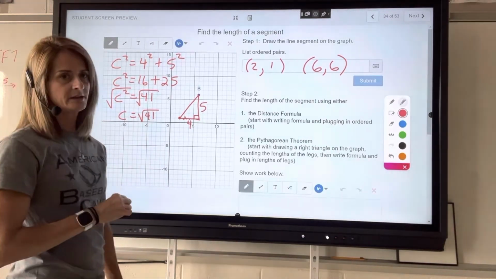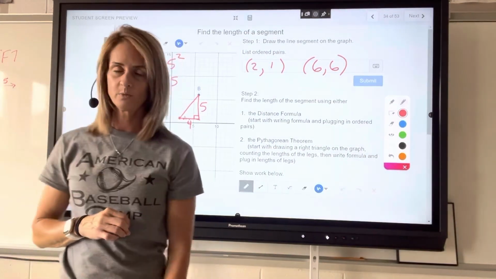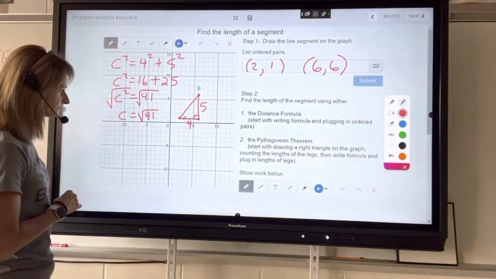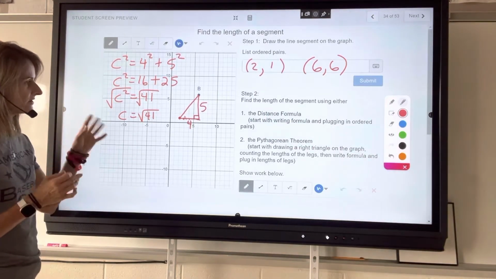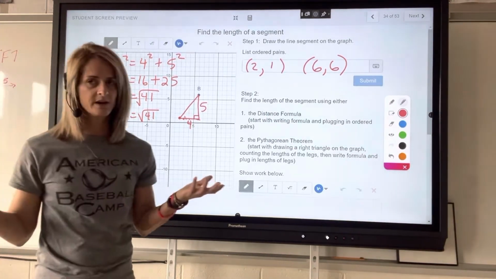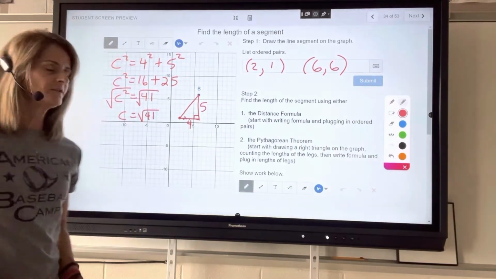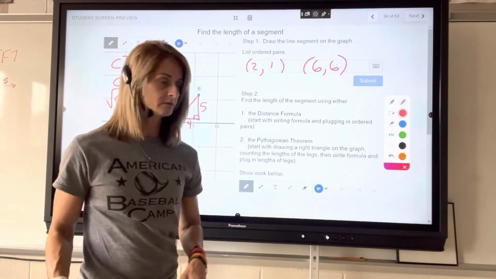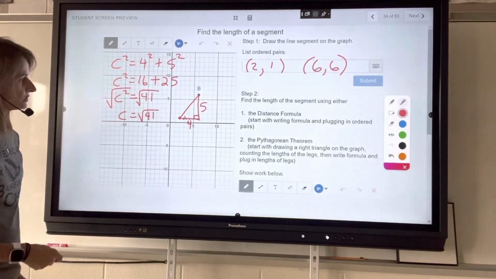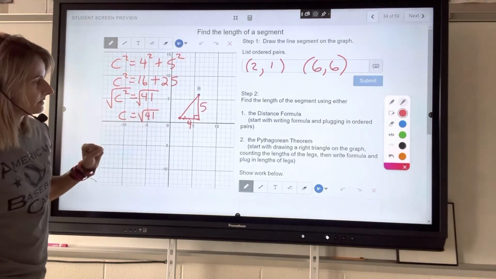You can put it in the calculator and you'll get a decimal, but we're going to learn how to simplify radicals soon. And then you'll have to simplify the radicals. But for now, you can just leave it as a radical, or you can write it as a decimal too, it's fine. But if you write it as a decimal, then we're like, how do you want us to round it? If it doesn't say, it means I don't care, okay? So the length of this segment is the square root of 41.